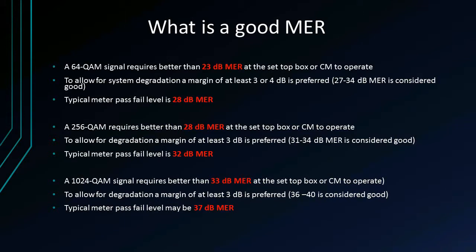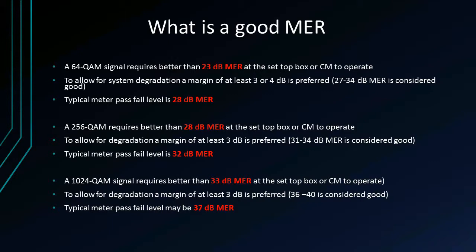What is a good MER? A 64 QAM signal requires better than 23 decibels MER at the wall to operate. To allow for system degradation, a margin of at least 3 or 4 decibels is preferred. 27 to 34 decibels MER is considered good. Typical meter pass-fail level is 28 decibels MER.